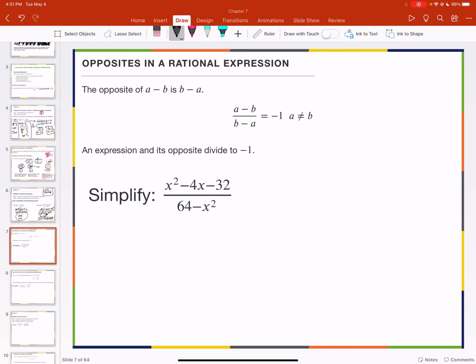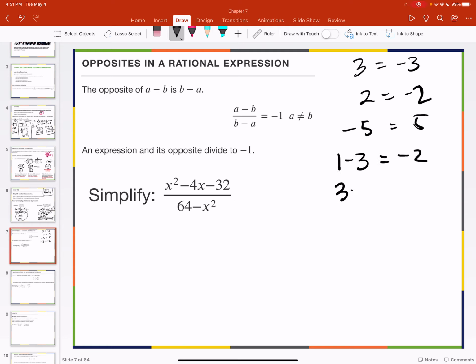So one of the properties in a rational expression is the property of opposites. Well, it's any expression really. You know how the opposite of 3 is -3, the opposite of 2 is -2, and the opposite of -5 is 5, and so on. Now, if you look at a difference, 1 minus 3, that's going to be -2. What about the other direction, 3 minus 1?